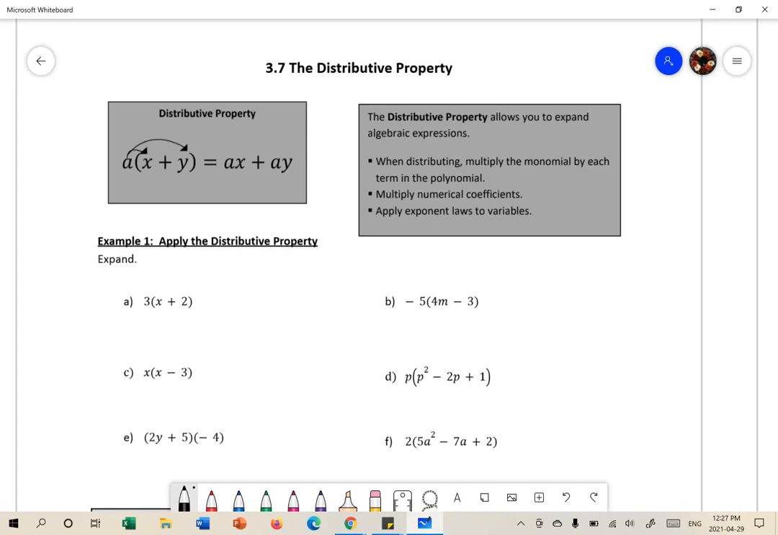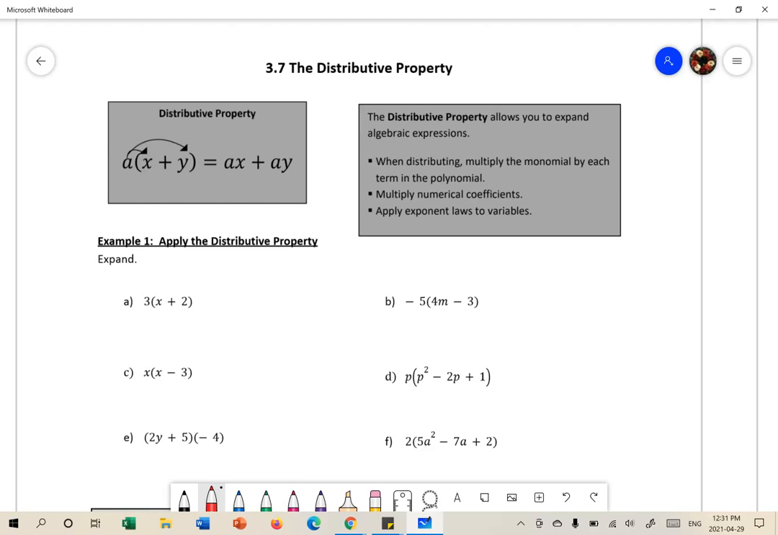Chapter 3.7, the distributive property. The distributive property allows you to expand algebraic expressions. When distributing, multiply the monomial by each term in the polynomial, multiply numerical coefficients, and apply exponent laws to variables. The distributive property helps us expand out of the brackets correctly.